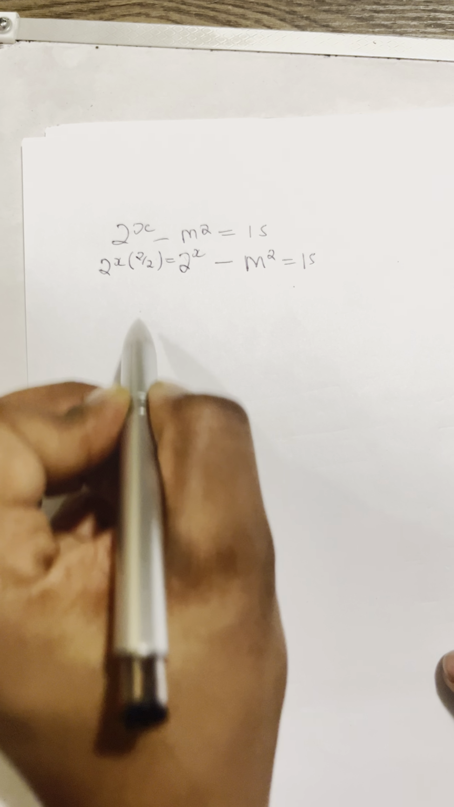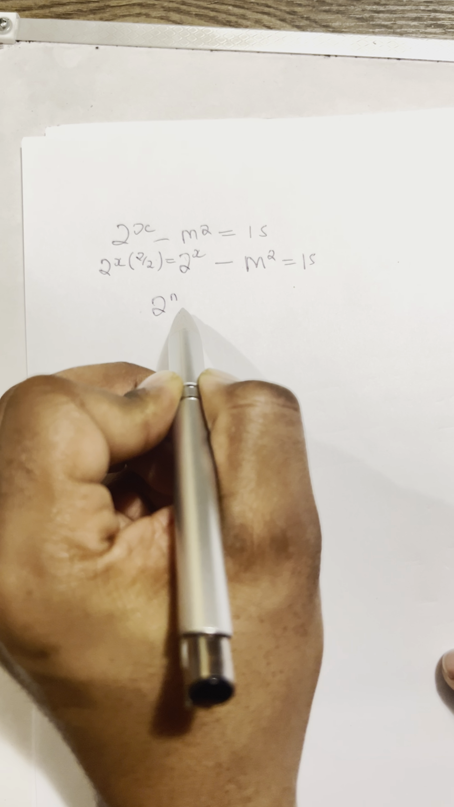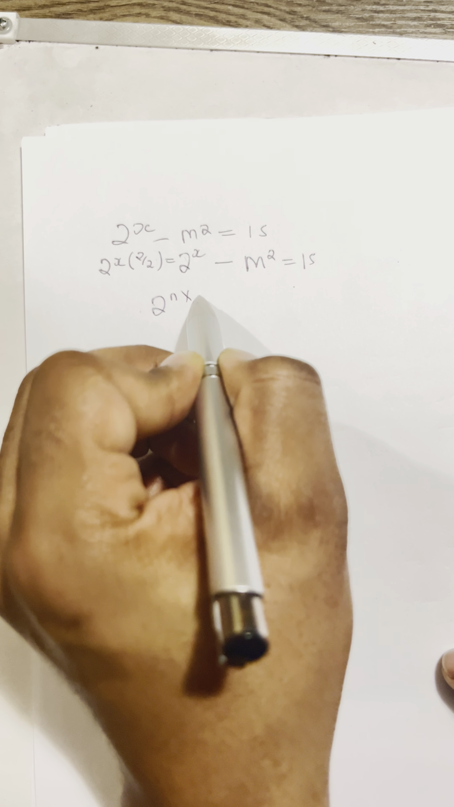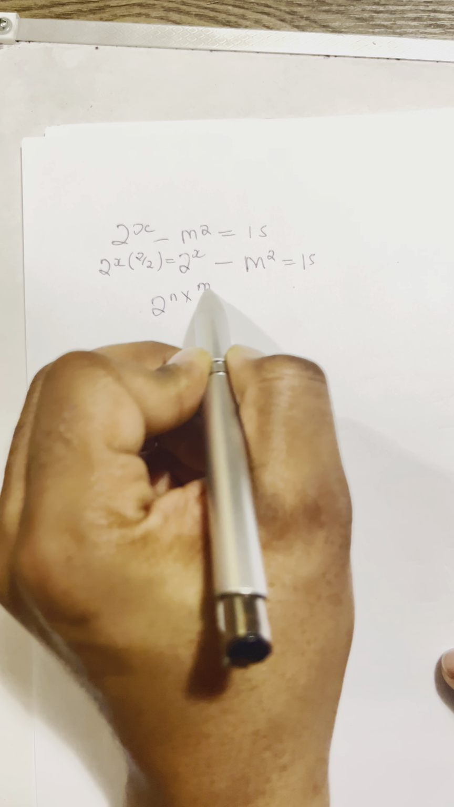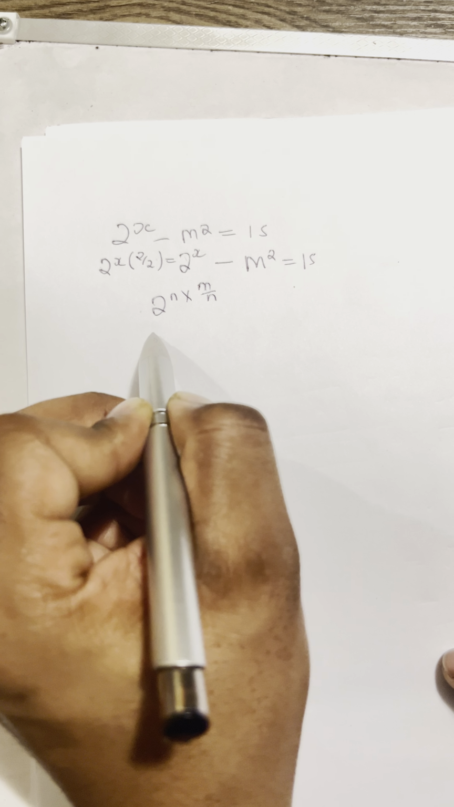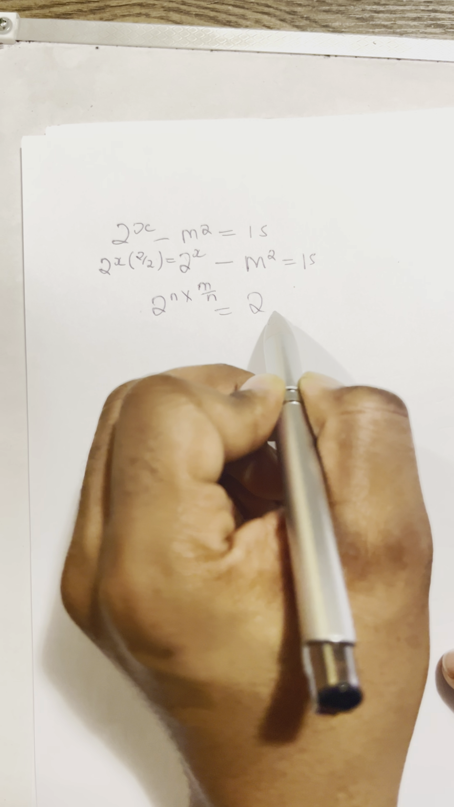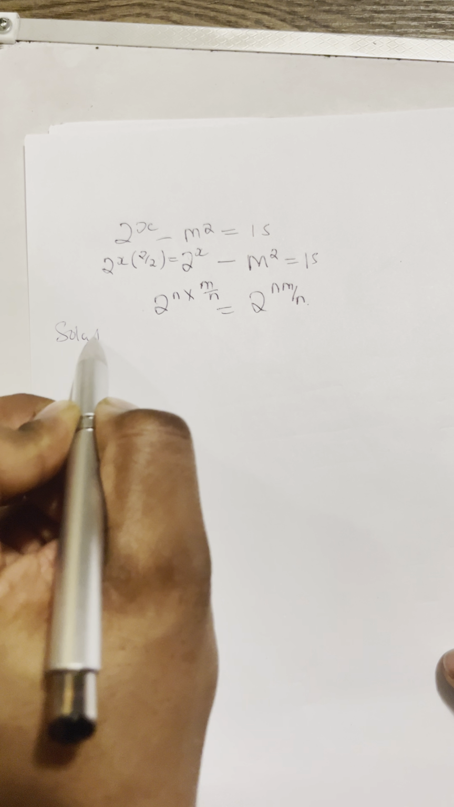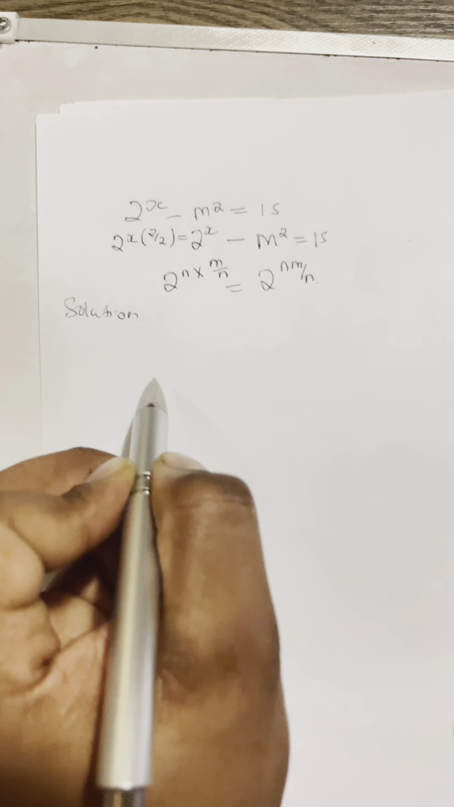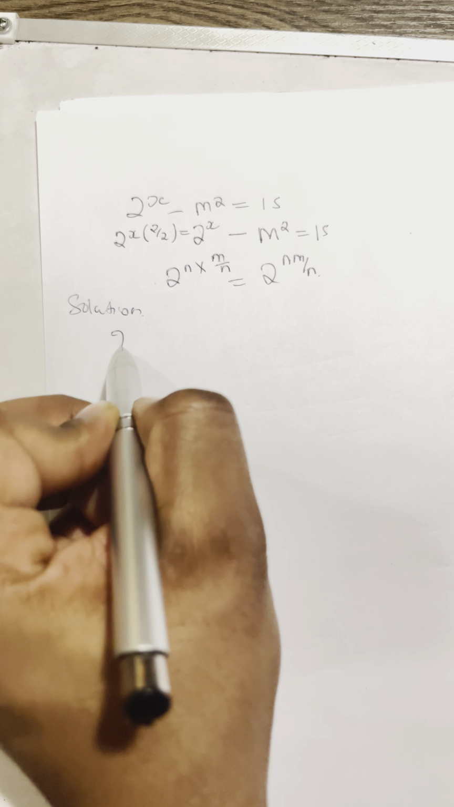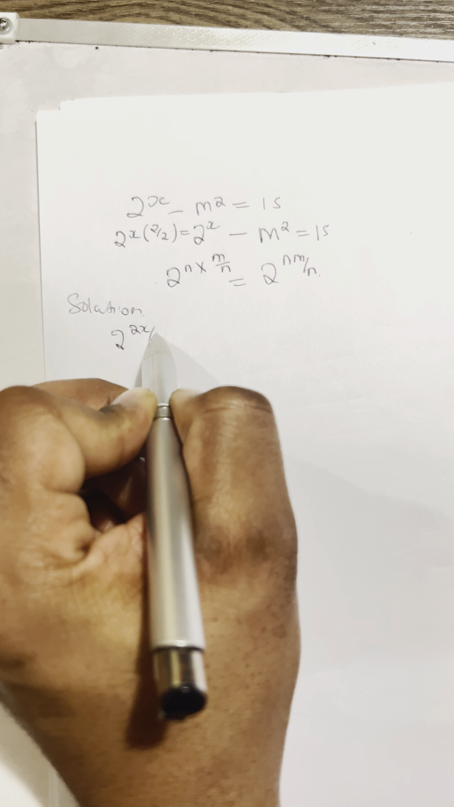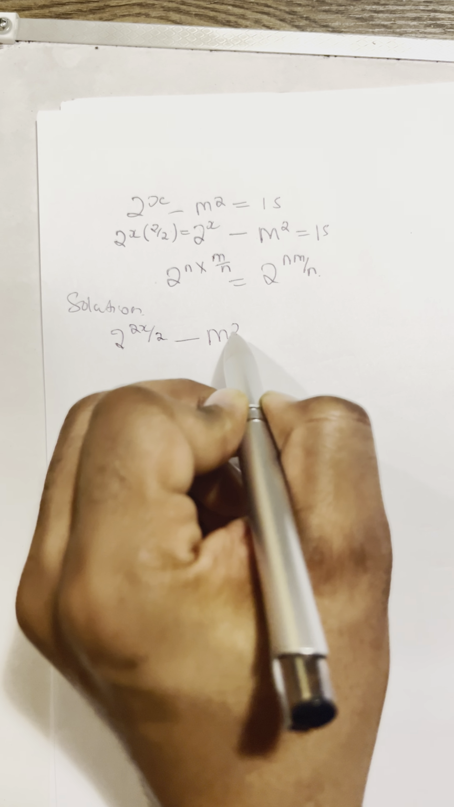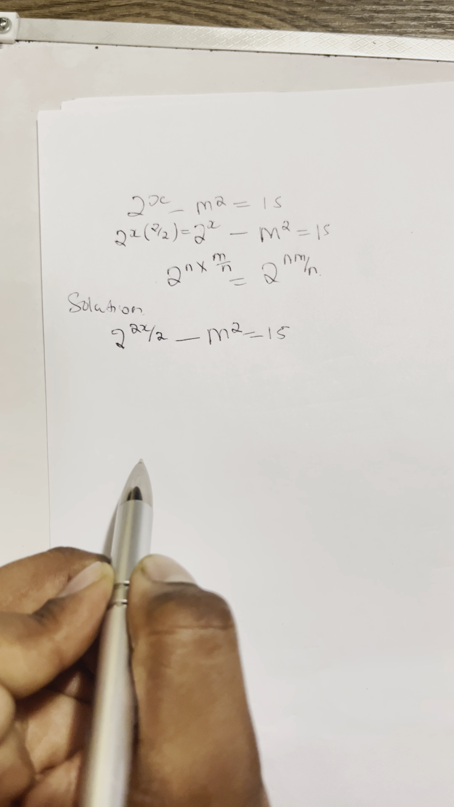All right. Now, 2^m times 2^m is the same as 2^(m+m). So how do we solve this? Now, solution to this. Our first solution, we're going to say 2^x divided by 2 minus m squared is equals to 15.